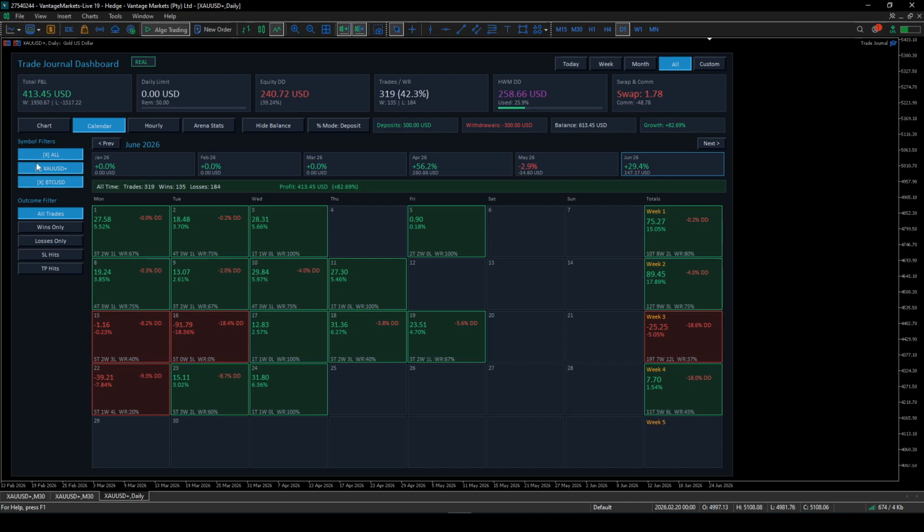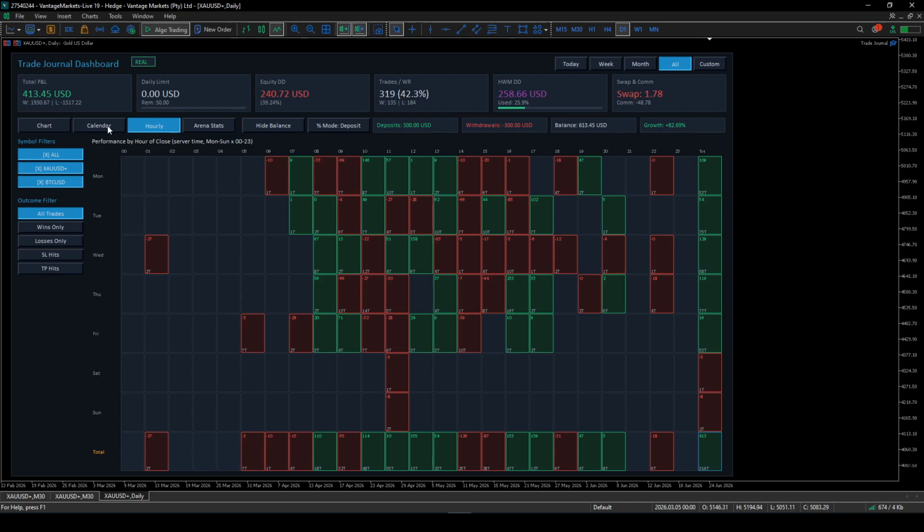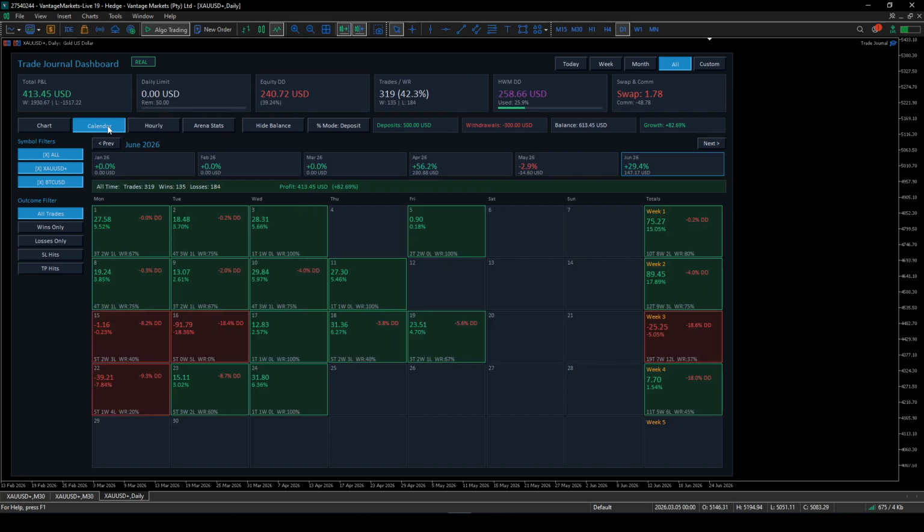The other thing most traders never track is their discipline, not just profit. Are you following your rules? Are you overtrading when the market gets slow, or are you moving your stop loss when you shouldn't? This dashboard tracks all of that automatically from your real trade history, with no manual input from you.